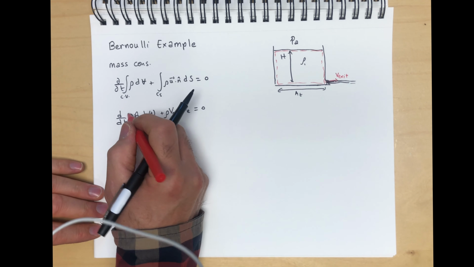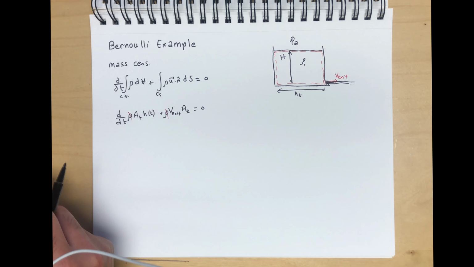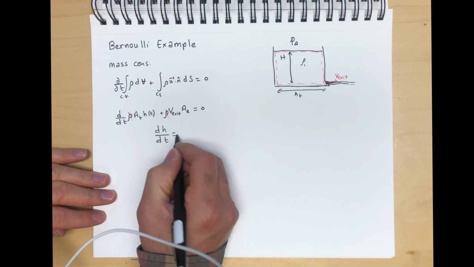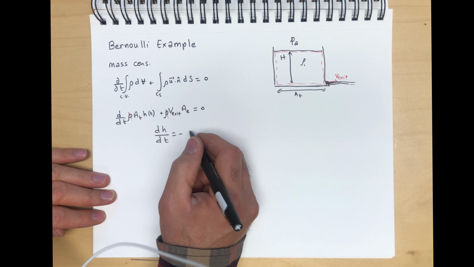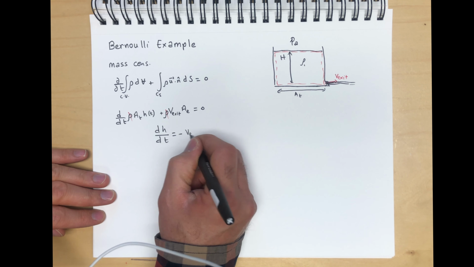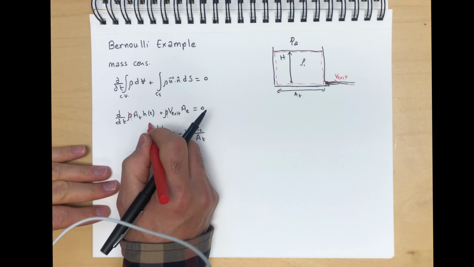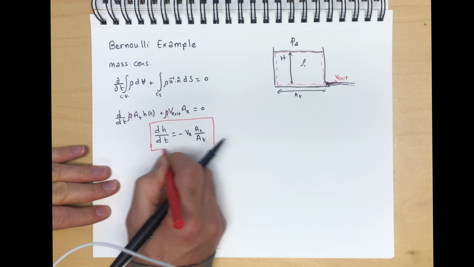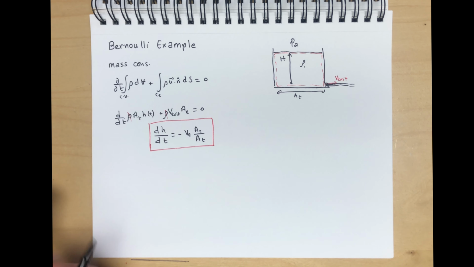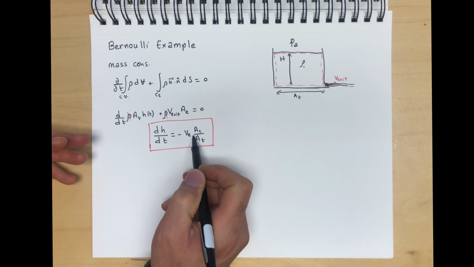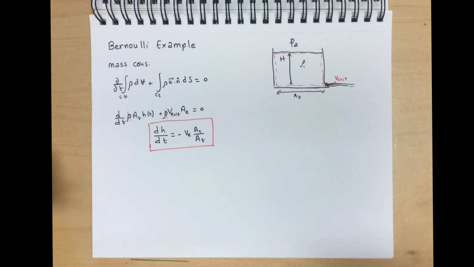You cancel out the densities, and what you get is dH by dt is equal to minus V exit A exit over A tank. But that is only a function of V exit, so we don't know what V exit is. And this is where we can now use Bernoulli, or in other words, a simplified form of the momentum equation, to calculate V exit.